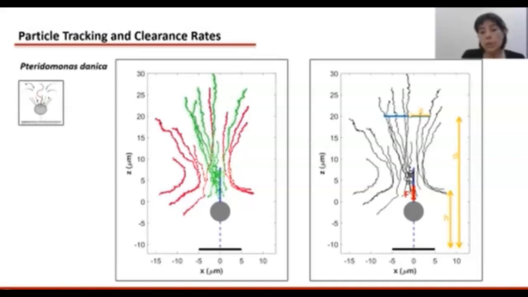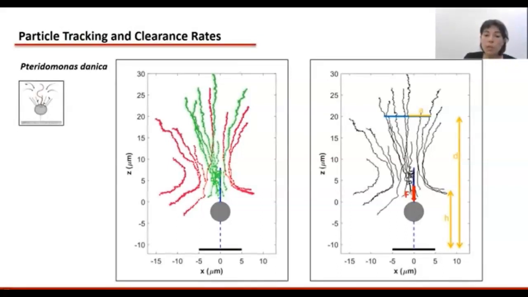The diameter of the clearance disk was set to contain all the tracks that were captured or that strongly interacted with the flagellum. And now, to know the overall force that this beating flagellum is delivering to be able to clear out large volumes of water, we applied a point force model.